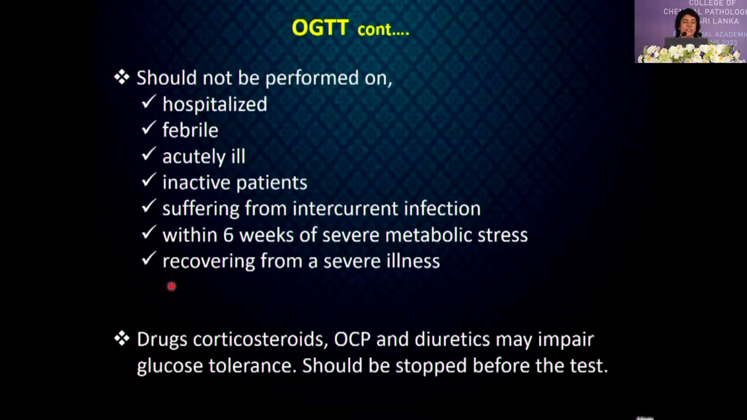OGTT should not be performed on hospitalized, febrile, acutely ill and inactive patients, patients suffering from intercurrent infection, and within 6 weeks of severe metabolic stress, for example myocardial infarction or recovering from a severe illness. Drugs such as corticosteroids, OCP, oral contraceptive pills, and diuretics may impair glucose tolerance. Therefore, these drugs should be stopped before the test.